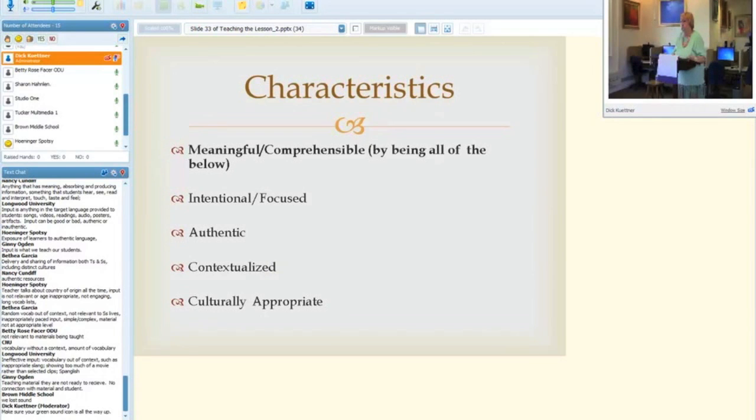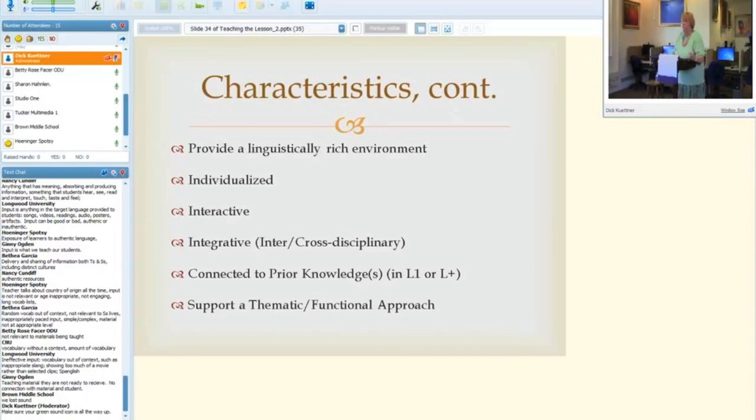So characteristics of input. Well, we'll start, of course, with meaningful and comprehensible, which means everything below. It's intentional, it's focused, it's authentic, it's contextualized, it's culturally appropriate. It provides a linguistically rich environment. Some of your textbooks will do an excellent job, particularly if they're newer textbooks, by explaining the approach that they're using and how input is handled in their approach.